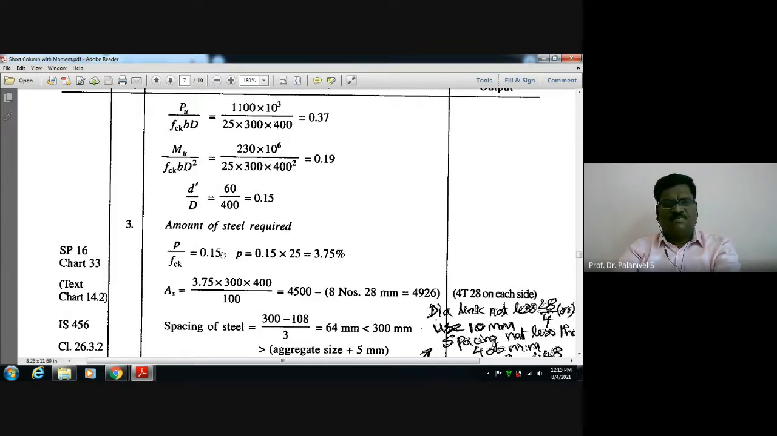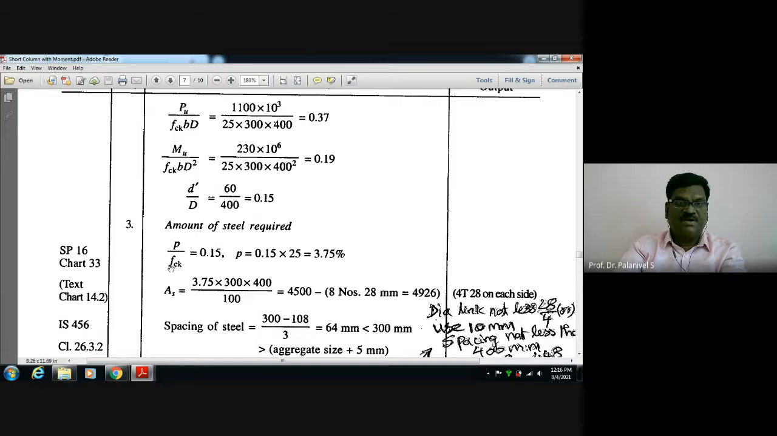0.15 or 0.155 or 0.16, anything. But exactly, for this problem it comes to 0.15. Therefore, P by FCK we got: percentage of steel required divided by FCK is equal to 0.15, which we got from the interaction diagram. Therefore, percentage of steel is equal to this into FCK.